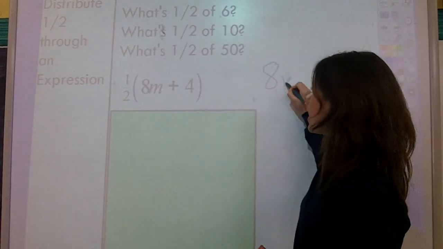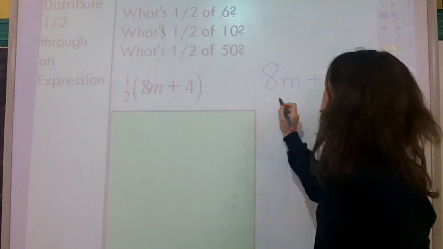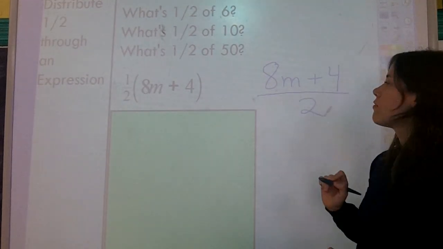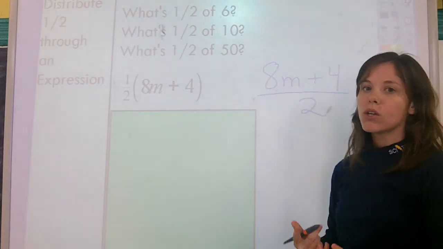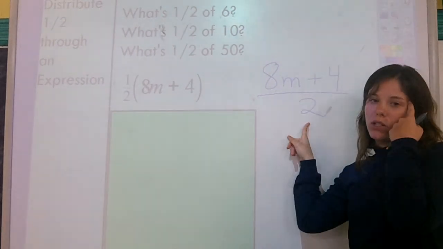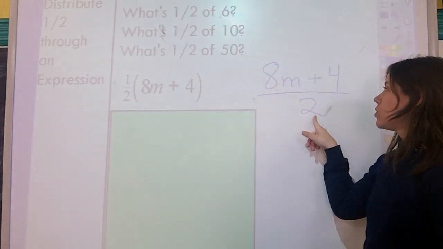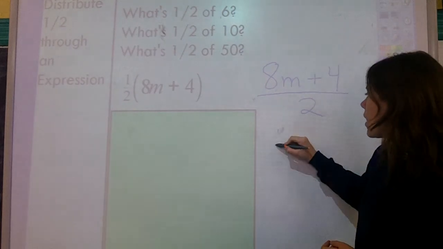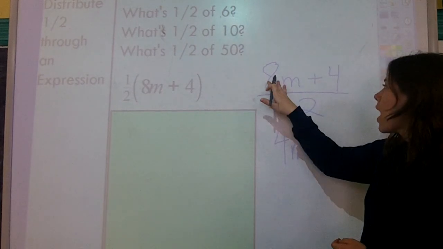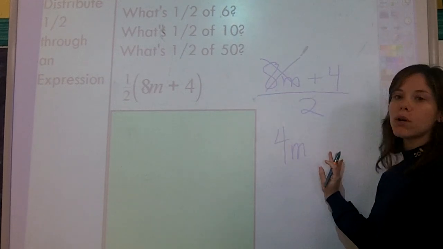So let's rewrite it 8m plus 4, and remember the whole thing needs to be multiplied by half or divided by 2. So all we need to do now is ask ourselves, what's 8 divided by 2? 8 divided by 2 is 4, so 8m divided by 2 is 4m. I just divided this part out, so I'm going to cross this off to know that I've used it up.